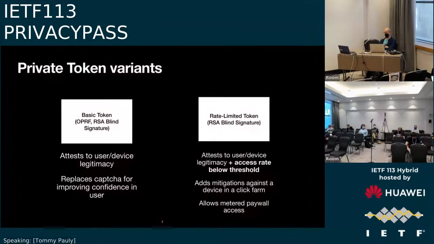And then the rate limited token variant does that, but it also is attesting that your access rate for this origin was below a certain threshold. And this adds mitigations, doesn't completely solve, but it adds a lot of mitigations against devices being used as a click farm or CAPTCHA farm. And it also allows you to work with things like metered paywalls, even without giving away user privacy. Next slide.